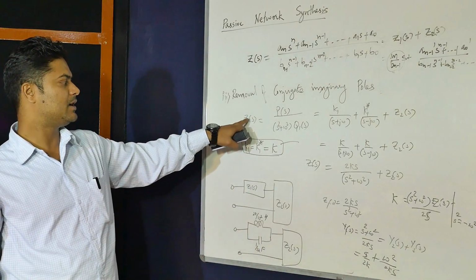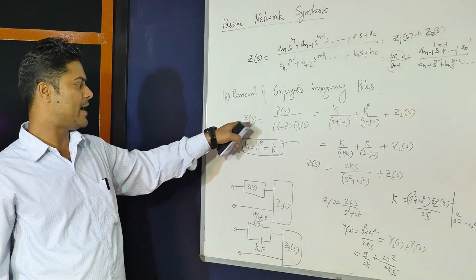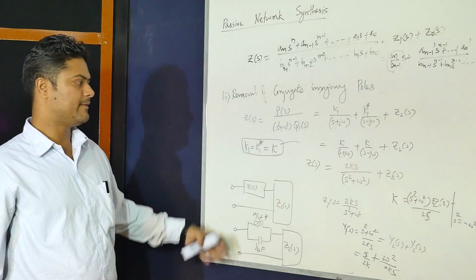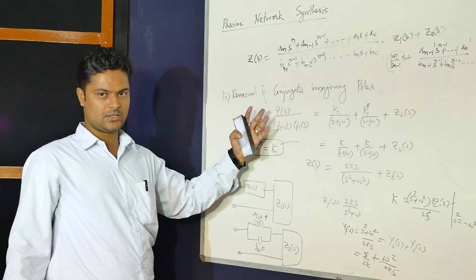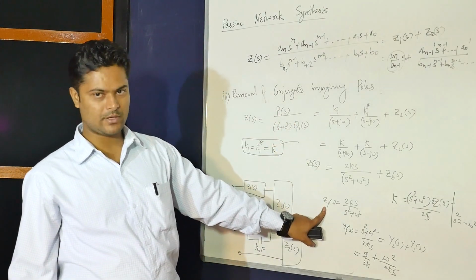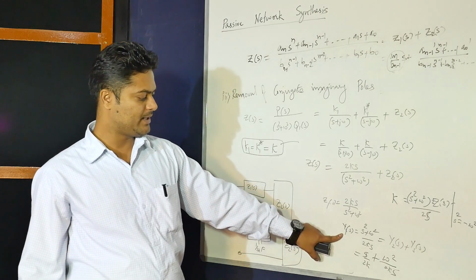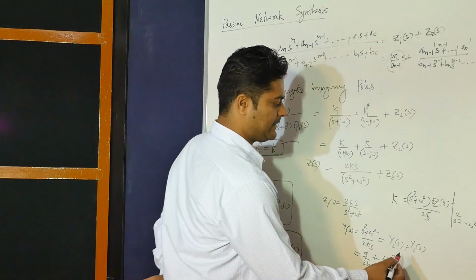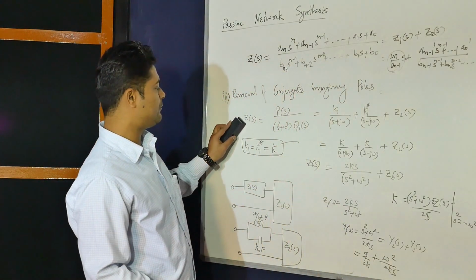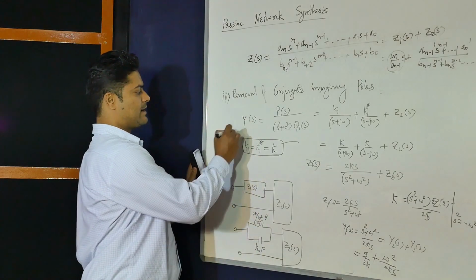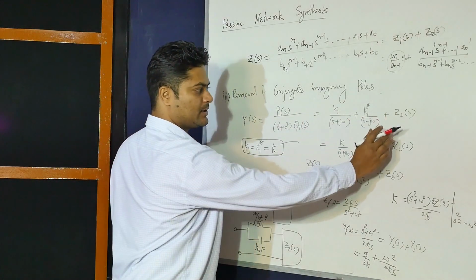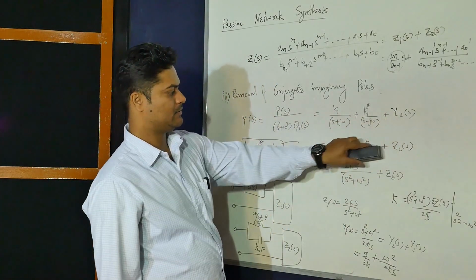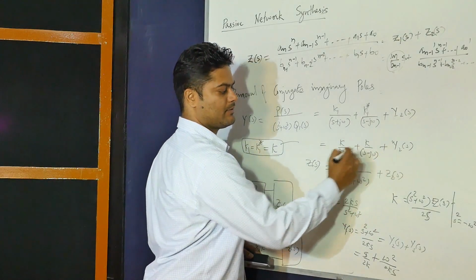What if instead of Z(s), I had Y(s), nothing but P(s) by s square plus omega square into Q1(s)? If I had this as an admittance function, then this would have been my Y1(s). This would have been L into s plus capacitor. So in the other case, if I had this as Y(s), it goes further, this will become Y2(s), right? And this will also become Y2(s).